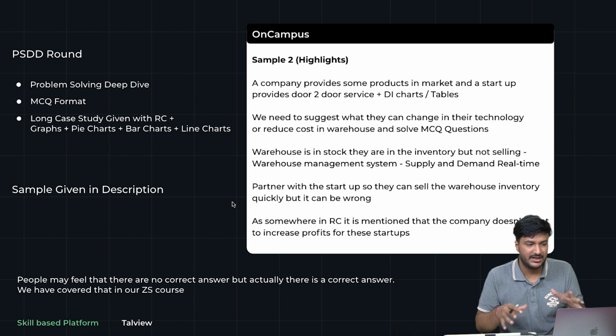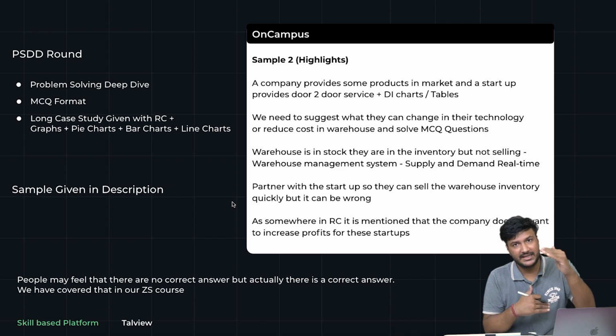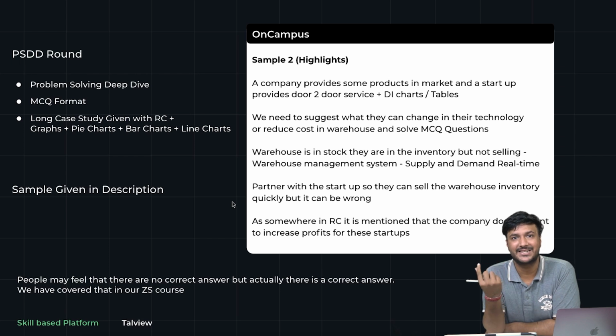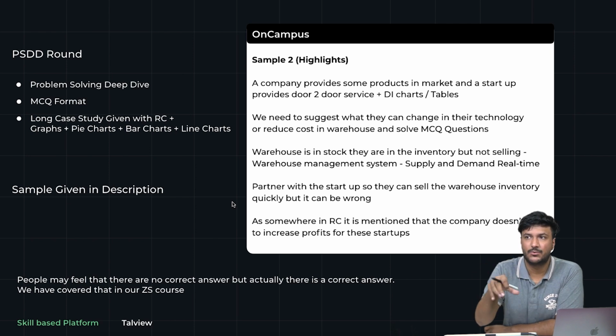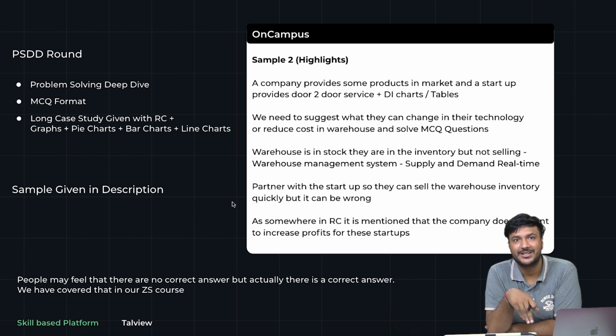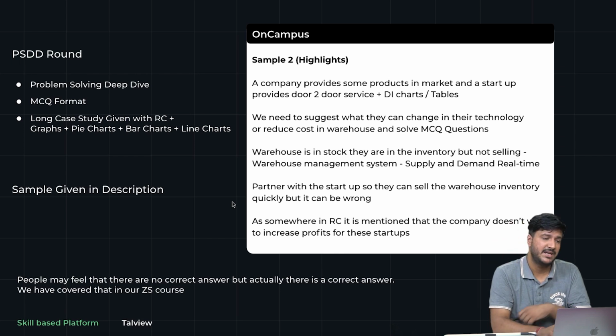There will be approximately 8 questions with the same reading comprehension. We've also seen sometimes there are some guess estimates. Guess estimates like, how many black squares, like you see in the chessboard, right? There are squares of white and black. How many black squares are there in a standard chessboard that are at even positions? You have to solve these kinds of questions, and this kind of question can also be there in your PSDD round.